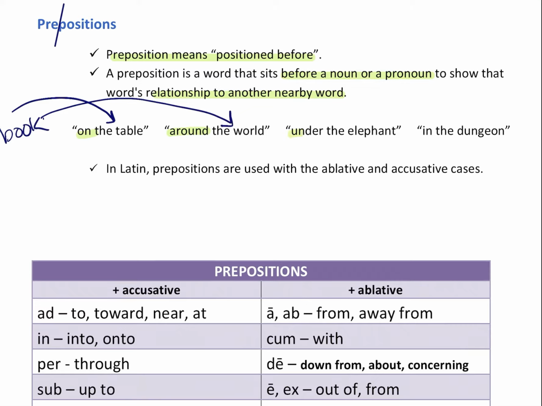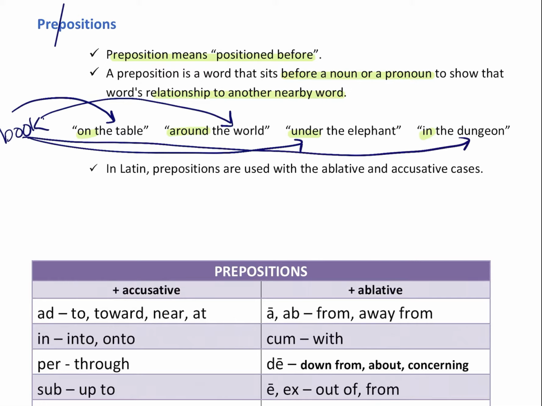And again, under is the preposition. What's the relation of the book to the elephant? Well, the book is under the elephant. And of course, here, in, that's the last preposition as an example. Where's the book in relationship to the dungeon? The book is in the dungeon.